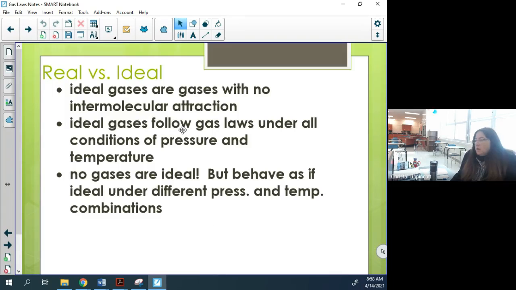All right. So this is the ideal gas law. Ideal gases have no intermolecular forces. Ideal gases follow a gas law under conditions of pressure and temperature, but in reality, no gases are ideal. They behave ideally under different pressures and combinations. But if we assume they're ideal, the math works out a lot easier. So everything's ideal in this class.